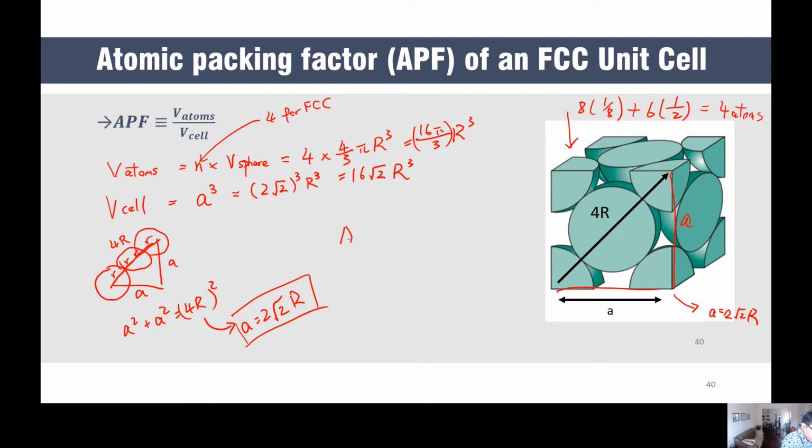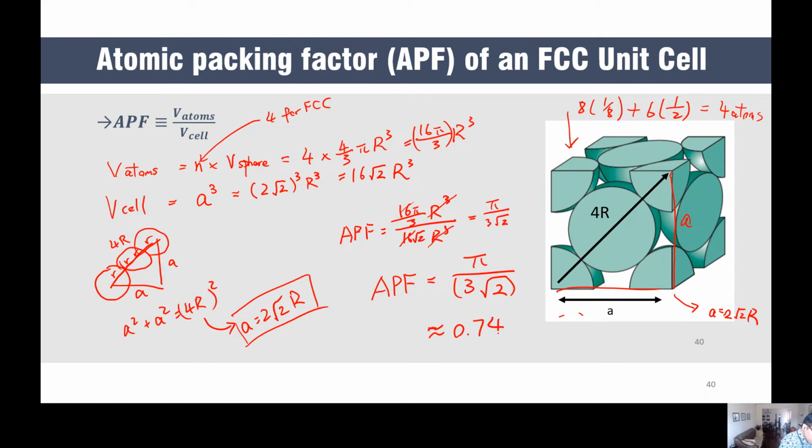So then what is the atomic packing factor? The atomic packing factor will be equal to 16 pi over 3 r cubed over 16 root 2 r cubed. And see, the reason I did the a and r relationship is so that I can get rid of this r cubed, and then I can get rid of that as well. This will give me pi over 3 root 2. So the atomic packing factor, let me rewrite it so that it's bigger, is pi over 3 times root 2, which is going to be around 0.74.